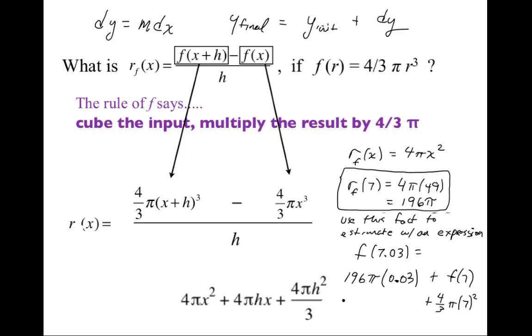So, yep, we can get the change in y. What's the change in x? The change in x is 0.03. Do you see that? The corresponding change in y for that change in radius will be 196 pi times 0.03. And that's our change in volume. Then we add that to the volume we would have at 7, which is f of 7. That would approximate the volume at 7.03 for radius.